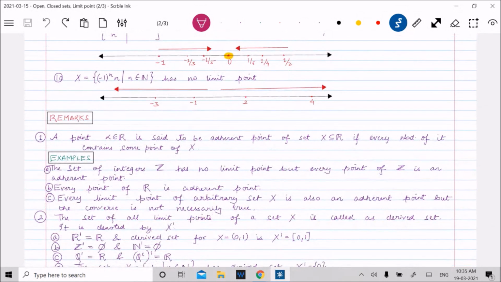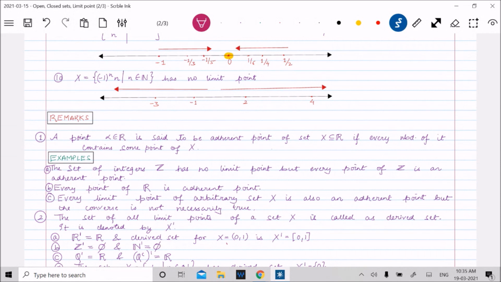If I take this set, 0, 1, right? So 0, 1 is a set. You can see that every point lying inside this set is a limit point as well as an adherent point. But if I talk about 1, then 1 is a limit point but not an adherent point, because 1 is not a member of this set X. Okay. So here's a small difference between adherent point and limit point.